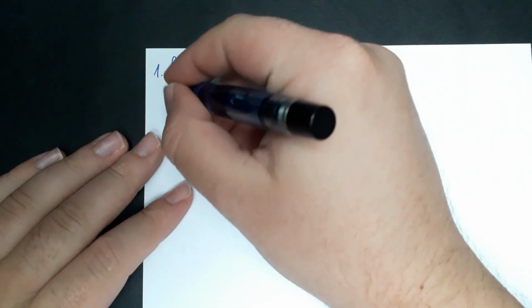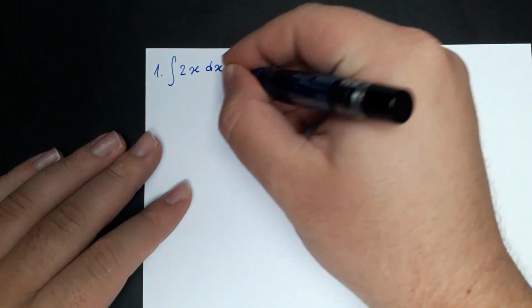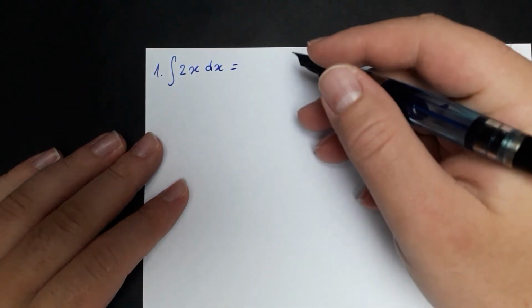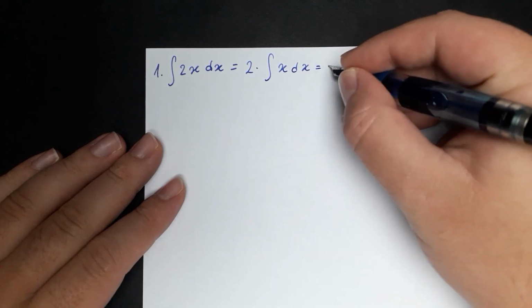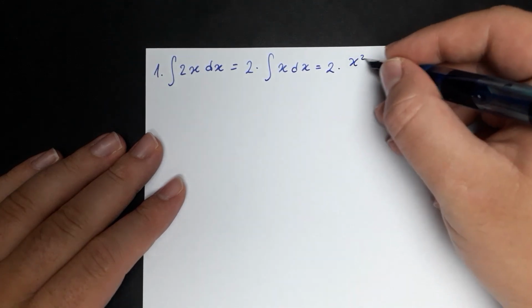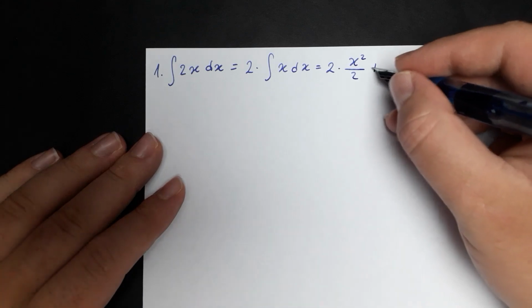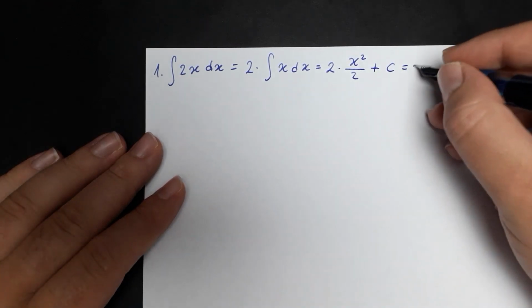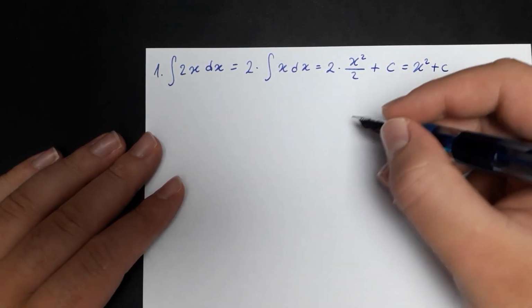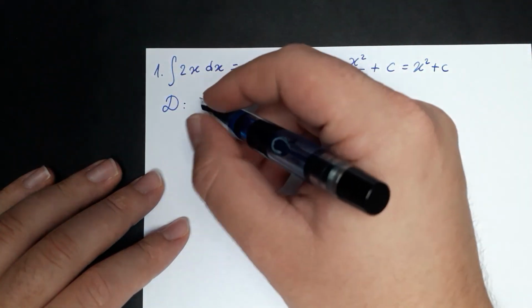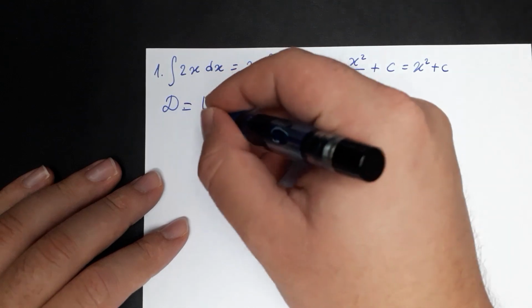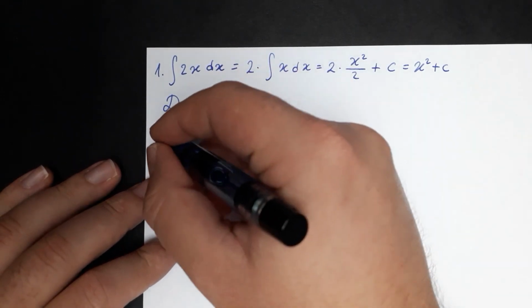The first integral is of 2x dx. This is equal to 2 times an integral of x dx, which is equal to 2 times x squared divided by 2 plus c, which is equal to x squared plus c. And of course, the area in which this integral is defined is the entire set R of real numbers.